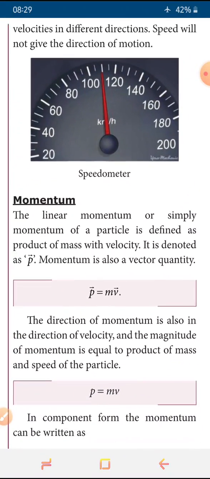Speed will not give the direction of motion. So the net speed we can say is 0. It won't give any direction here. It cancels here. Okay, and next is momentum.